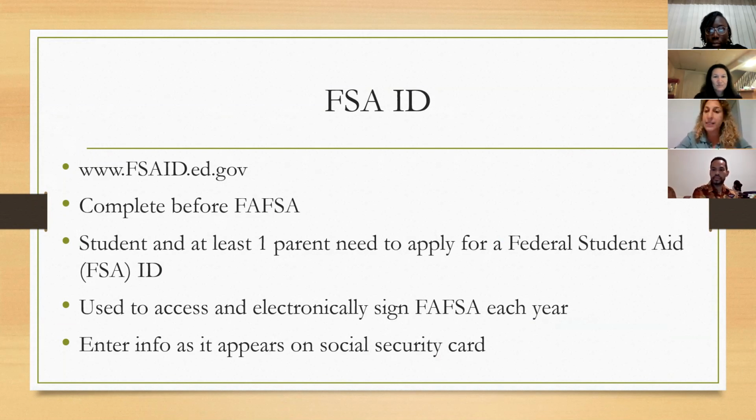So please write down your username and password somewhere safe that you can remember and access, because it's a pain to recover your password for the FSA ID because it's such a secure site. So it's much easier just to have the information written down somewhere safe. And then lastly, you have to enter your information exactly as it appears on your social security card. So some students or parents might have a hyphenated last name or something like that. Maybe their name is spelled differently than what they go by. It has to be used exactly as it appeared on their social security card.